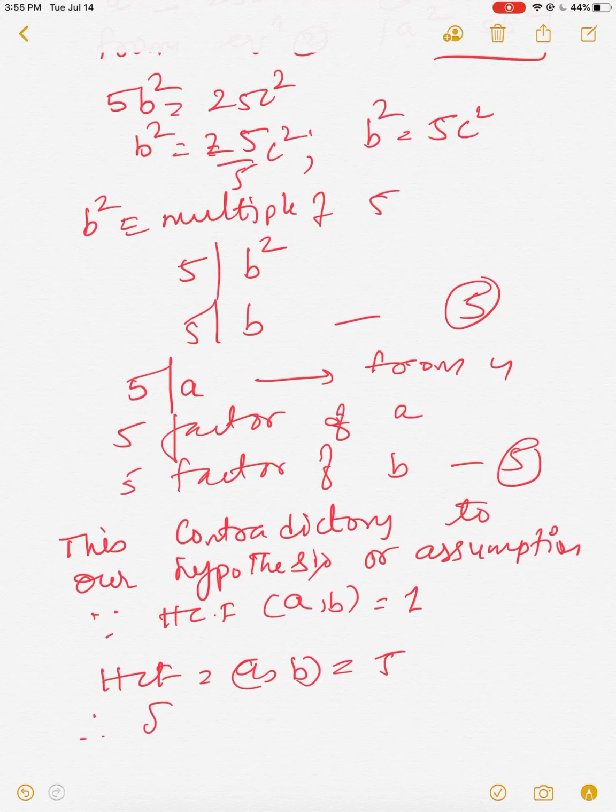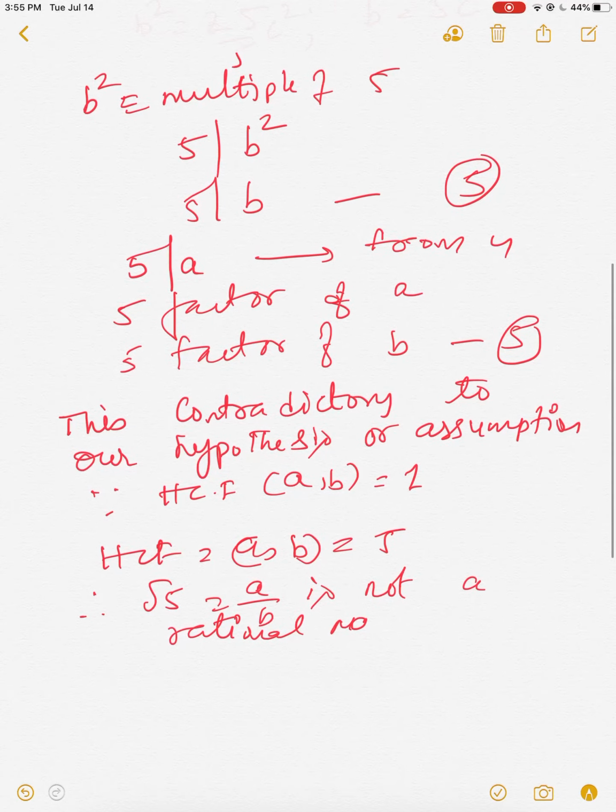Therefore, root 5, if it is in the form of a upon b, is not a rational number. If it is not a rational number, therefore root 5 is an irrational number. Okay, thank you.